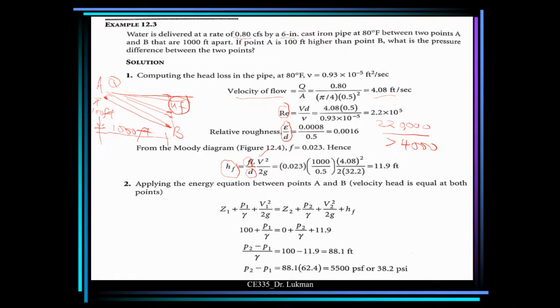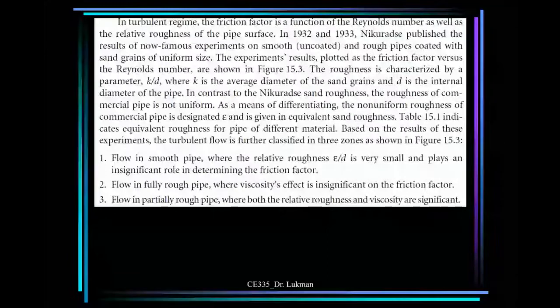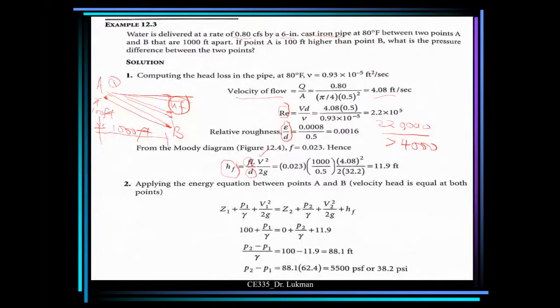And then the relative roughness for the kind of pipe, for cast iron pipe, we go to that table and get the relative roughness. For cast iron, old or new, this is the relative roughness, epsilon, which is 8 times 10 to the power of minus 4. Okay, so that was where we got this value, because it is cast iron. And then this is the pipe diameter. So we now go to the Moody's diagram.